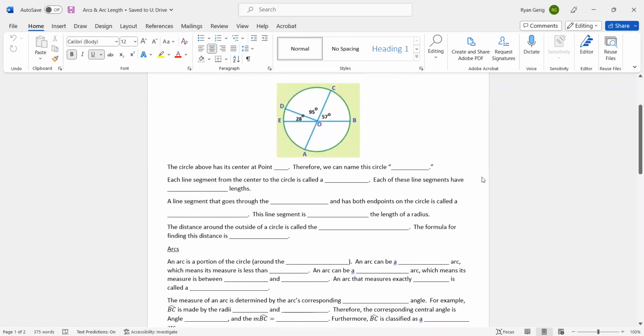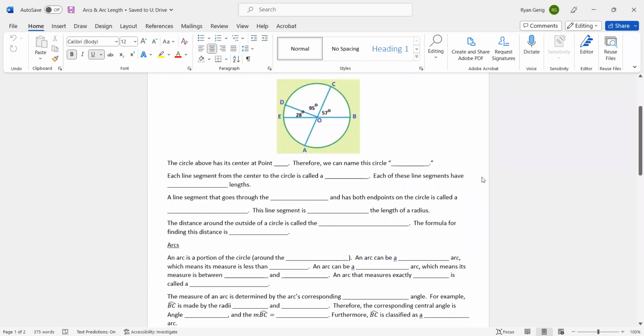So this circle has its center at point O. Nothing tricky there. Therefore, we can name this circle, which is a dot with a circle around it, O. That looks really weird, but a lot of times, let's say this was a P in there, you would say circle P. I'm not going to call it circle P because the rest of the notes refer to this circle as circle O.